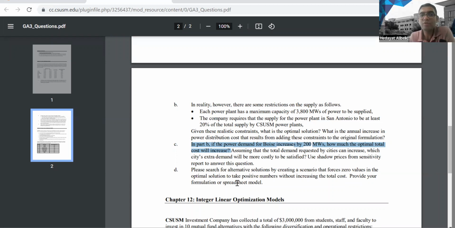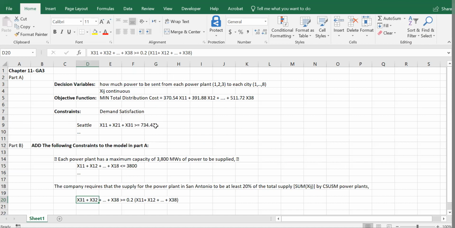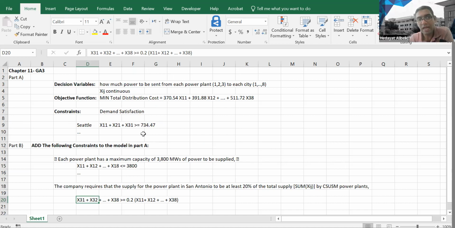Exactly. Shadow price tells you the change in the objective function, which is actually the total cost, with respect to a 1 unit increase in the right-hand side. So power demand for boys. Here is the demand for Seattle, and you will have another one for boys. So you're going to check the sensitivity report, the shadow price for this specific constraint, the demand satisfaction constraint for boys.